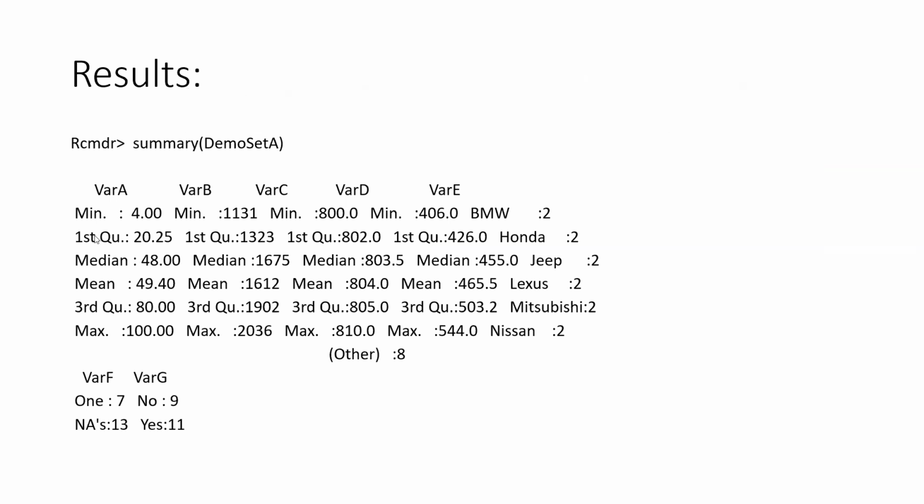So as you can see, we have the minimum value, which is the lowest value of observation for variable A. So the lowest value in variable A is 4. The highest is 100. Here's our first quartile value, our third quartile value, our mean value, and our median value. And in instances where we have non-numerical observations, we're given a breakdown of the frequency.